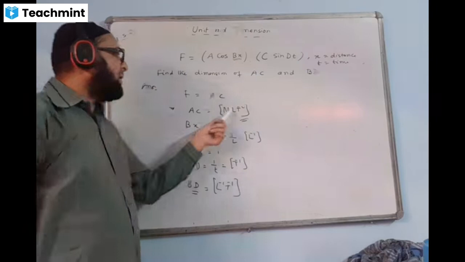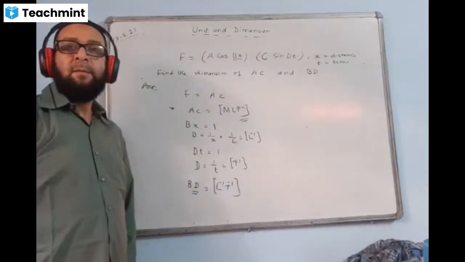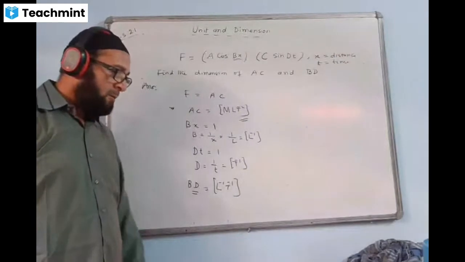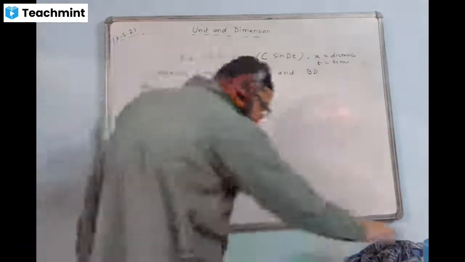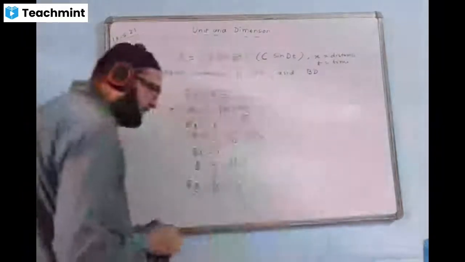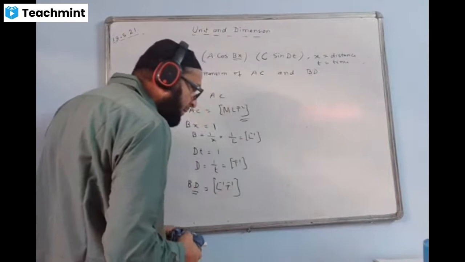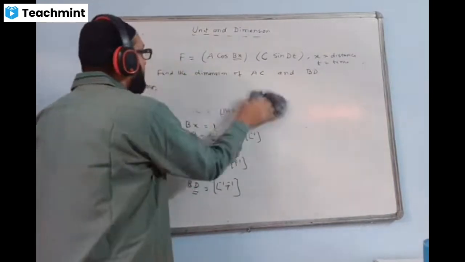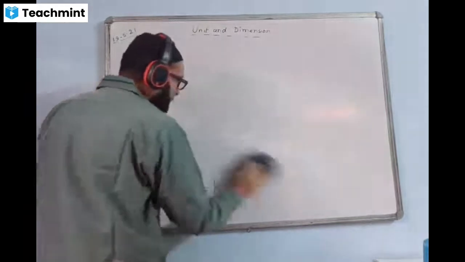AC dimension is this, BD dimension is this. Understood? Okay. Now, in the same way, I give one question, you try. This is also homework. Try at home, and if you don't get it, then I'll do it.